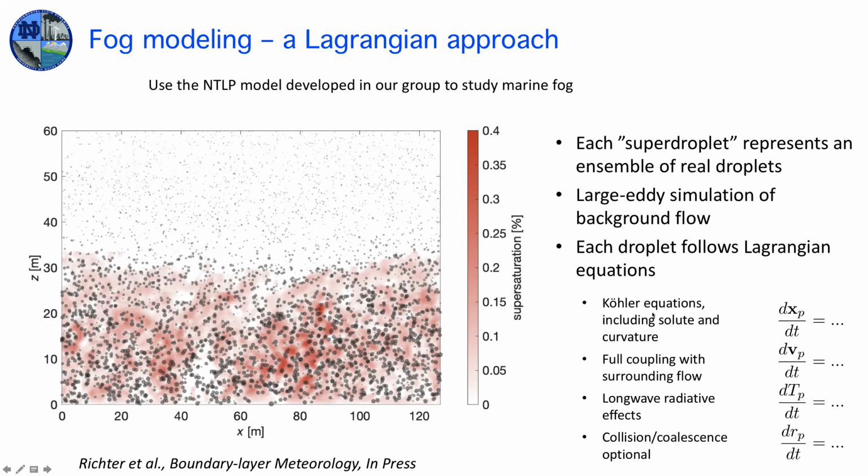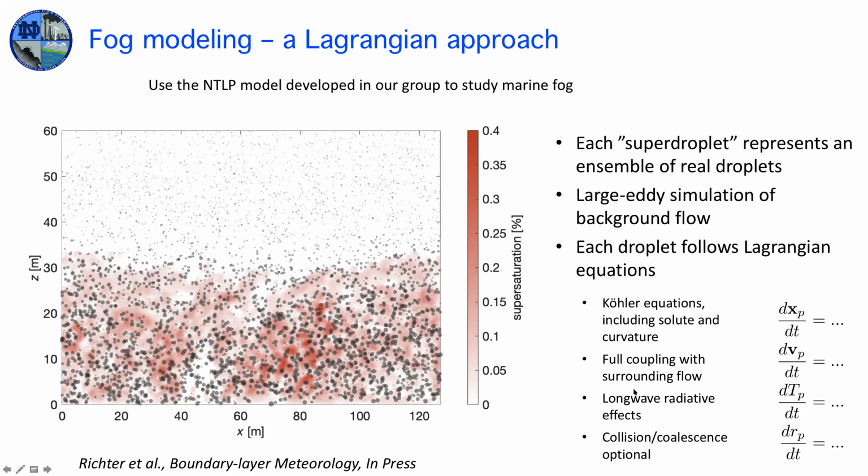And so we're solving the Kohler equation. So we have the solute effect, and this is where hygroscopicity comes in. We have the droplet curvature effects taken into consideration, and there's full coupling with the surrounding flow. So supersaturation can be sort of mopped up by the presence of droplets, and vice versa. If the droplets are cooling, then they actually cool the air around them, and vice versa.